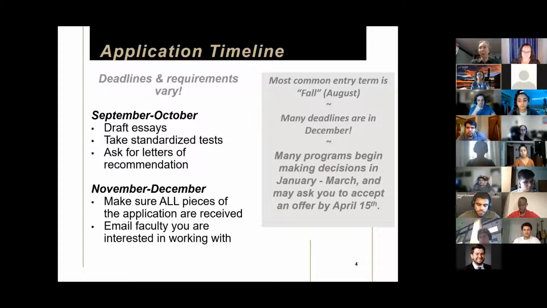A lot of schools, as I said, the deadlines vary. Here at Purdue, a lot of our engineering programs have deadlines in December, so December 1 and December 15 are two very common application deadlines that we have here. Once you get it in, sometimes it can be a long wait. They usually start making decisions in that January to March timeframe, and once you get your offer of admission, they'll usually ask you to accept an offer by April 15th.